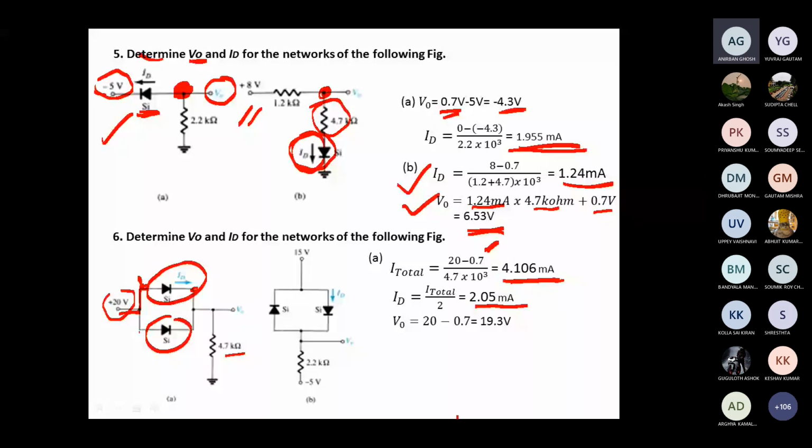Sir, if one silicon diode is replaced by a germanium diode, then current will flow through the germanium diode, because 0.3 volts is the barrier voltage for germanium diode. Yes, 0.3 volt, so lower voltage. So then we will consider the silicon one.